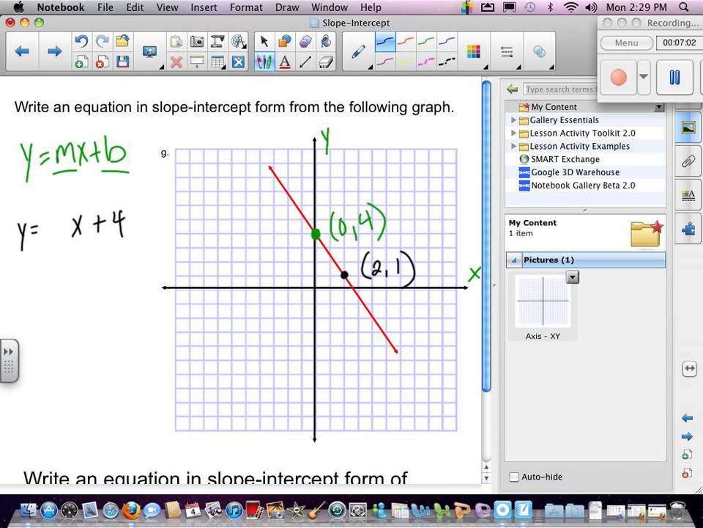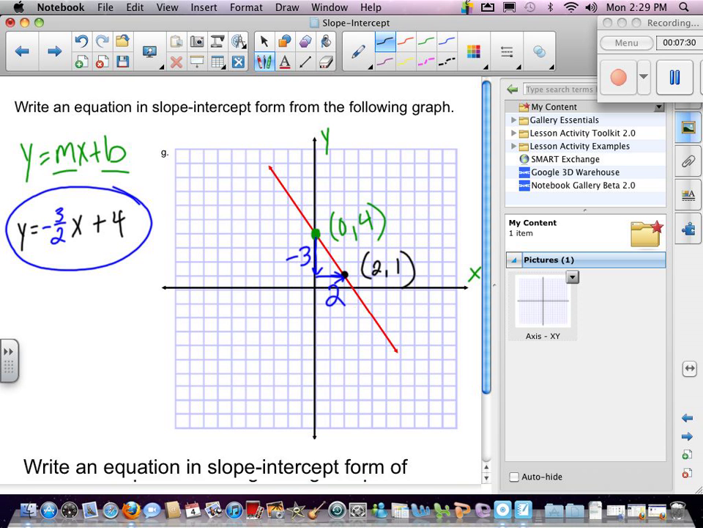All right. Once we've got that ordered pair labeled, we can do one of two things. We can either use the slope formula, or we could just do the rise over run. Since we've got our graph already here, let's do rise over run. That would be going down 3, right 2. So my slope is going to be negative 3 halves. And that would be the slope-intercept form for that particular graph.